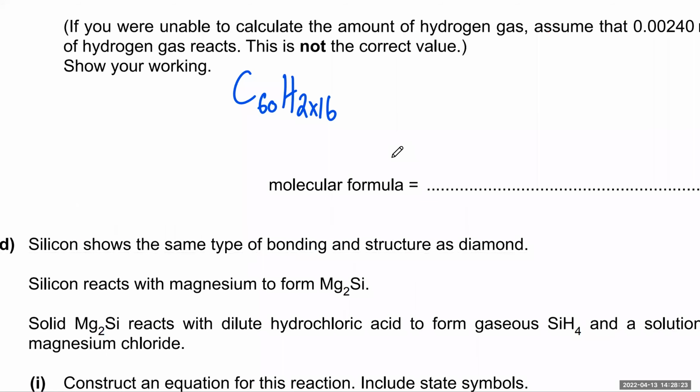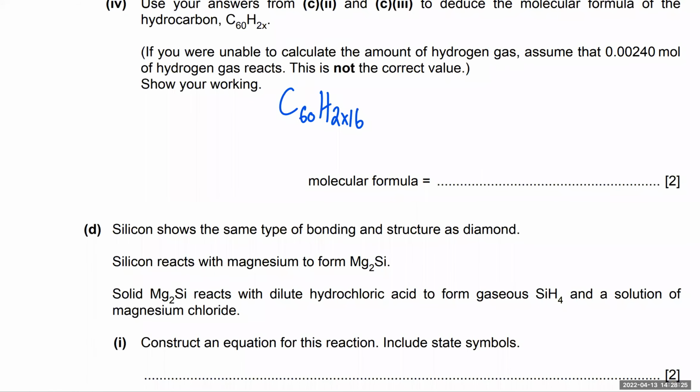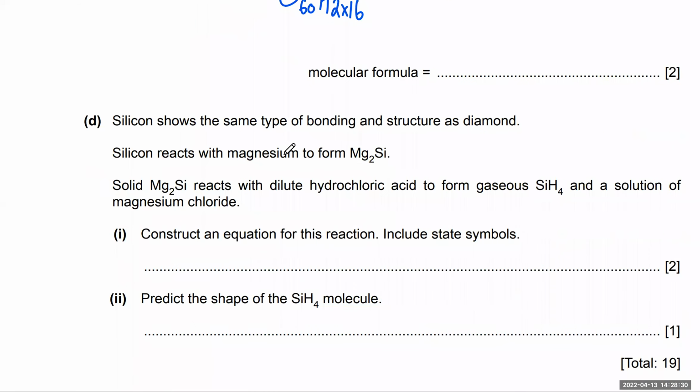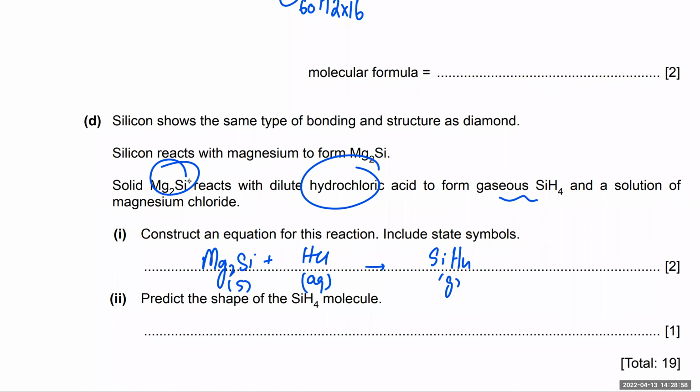Then there is this other part of the question, which states that silicon shows the same type of bonding and structure as diamond. Silicon reacts with magnesium to form Mg2Si. Mg2Si reacts with hydrochloric acid to form this and a solution of magnesium chloride. Construct the equation. So Mg2Si reacts with hydrochloric acid, HCl. Mg2Si would be a solid, and the acid is dilute, so that's aqueous. To form what? To form gaseous SiH4 plus a solution of magnesium chloride.